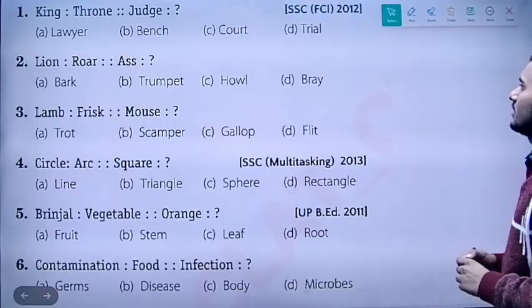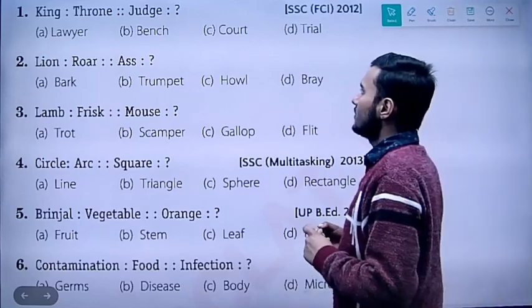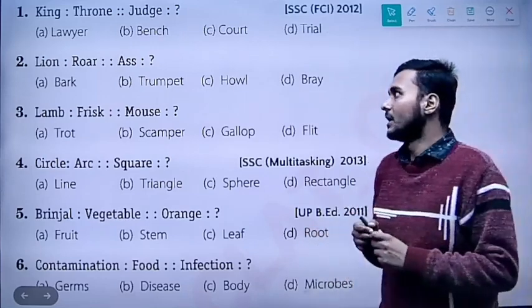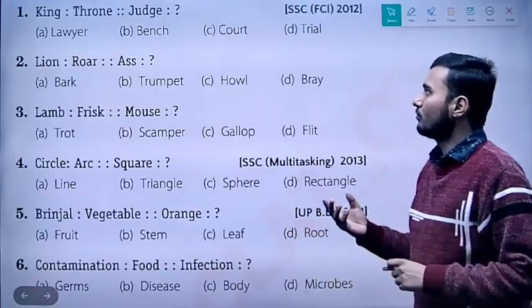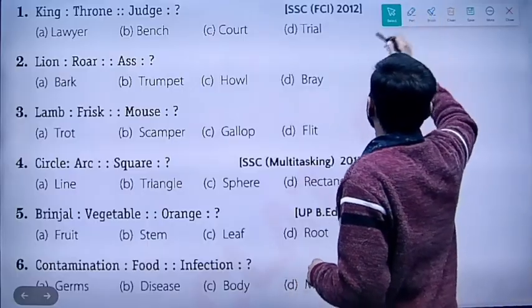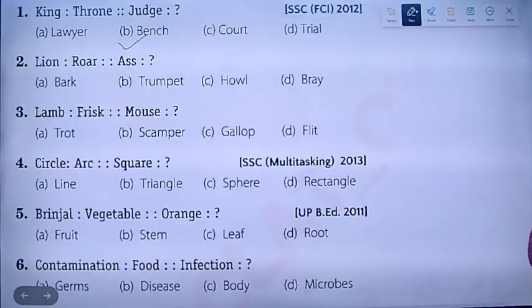So the first question in front of us is king is equal to throne, so judge is equal to what? See what this question is saying, we have to find relationship. Where does the king sit? King sits on throne. So the judge sits on what? So the correct answer will be bench, option B. So by using this type of relationship we can easily get the answer of each and every question like this.